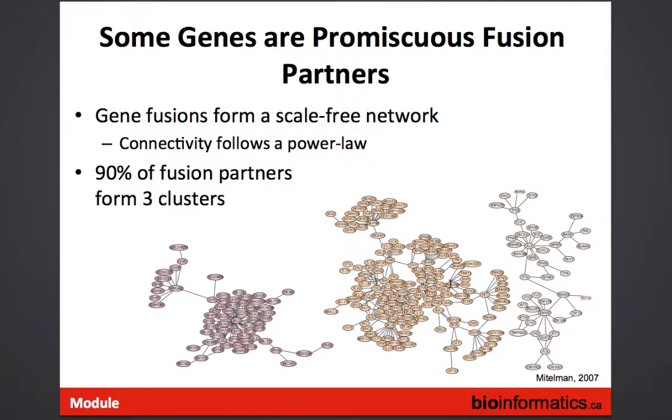If we draw this as a network where genes are connected when they form fusions with each other, they form what we call a scale-free network, where the connectivity follows a power law. So basically, what this is saying is that there's a few guys at the party who know everyone, and then most people just came with a friend. And they form three big clusters.